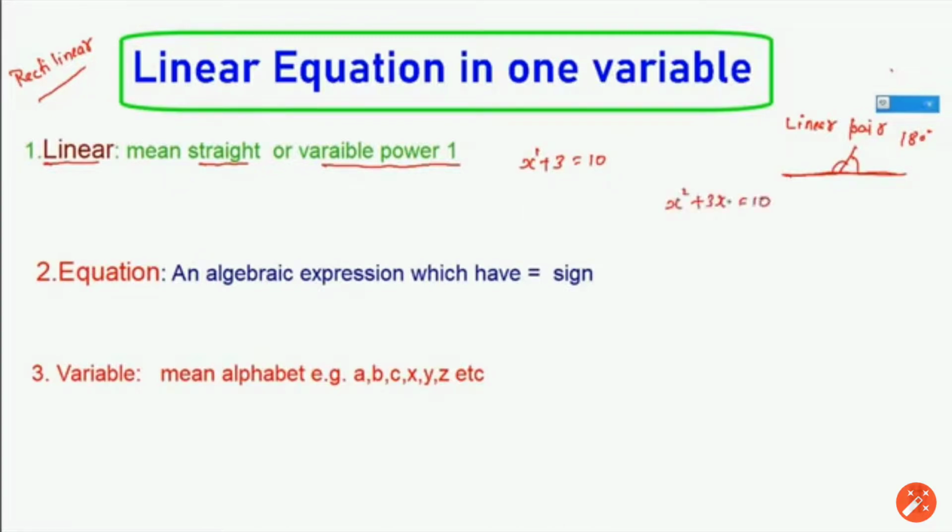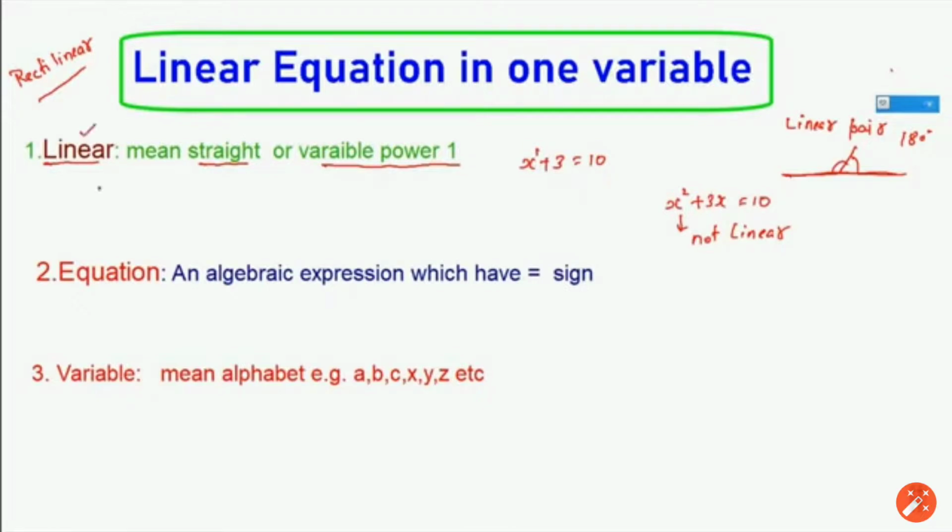If we take another example, x square plus 3x, the variable's power is 2, so that's why it is not linear.